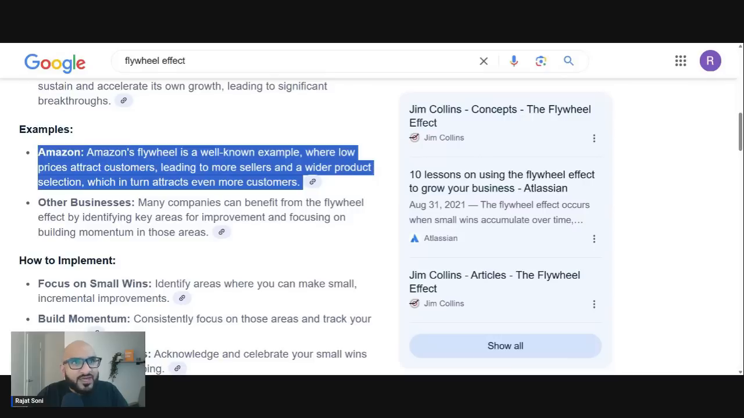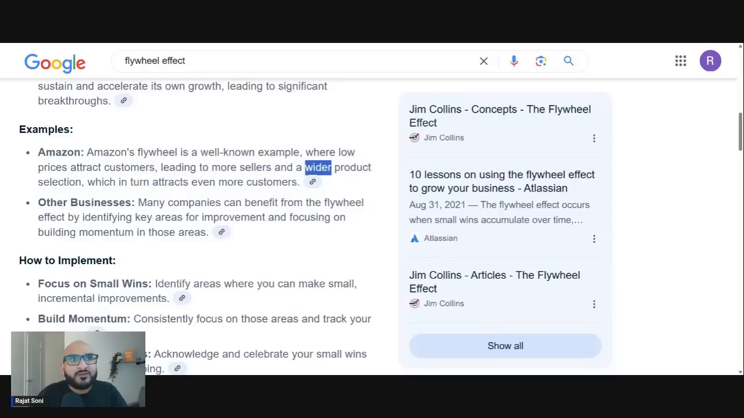An example of this: Amazon has a flywheel that's pretty well known. If you go on YouTube, you can find an in-depth video on this. But what they did was they had low prices to begin with. They attracted more sellers and wider product selection because they had more customers. And then wider product selection and more sellers brought in even more customers. So now it's basically a self-fulfilling prophecy.